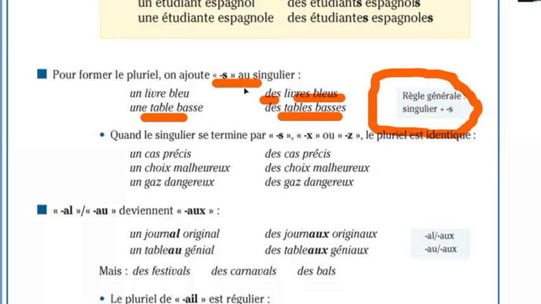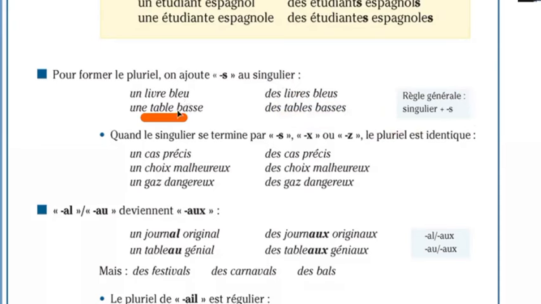Now, beyond that general rule, there are times words in French end in S, in X, or in Z. In that case, you cannot add anything to them to make them plural. All you do is change the article from singular to plural. Say, for example, you have un cas précis become des cas précis. Only the article undergoes changes. Un choix malheureux, des choix malheureux. Un gaz dangereux, des gaz dangereux.